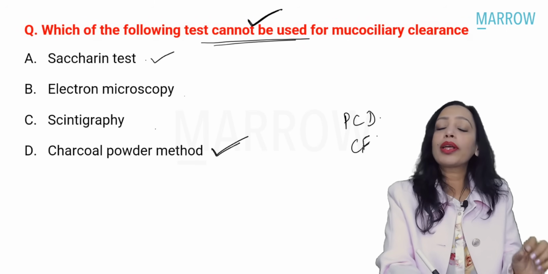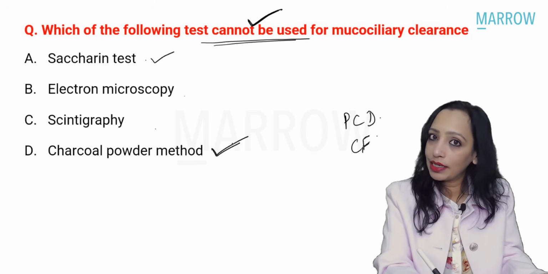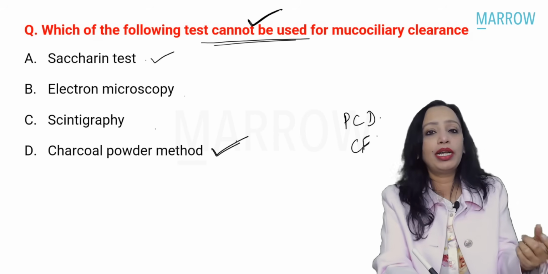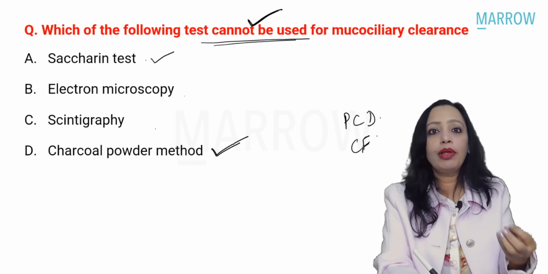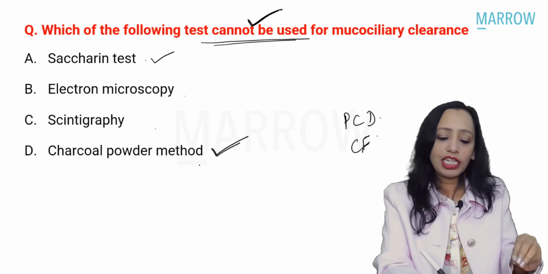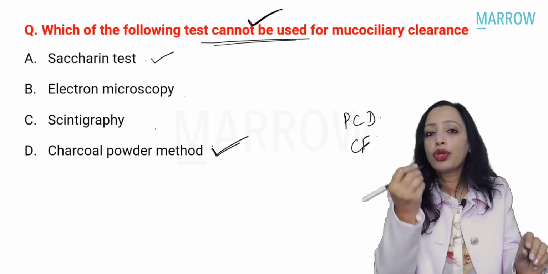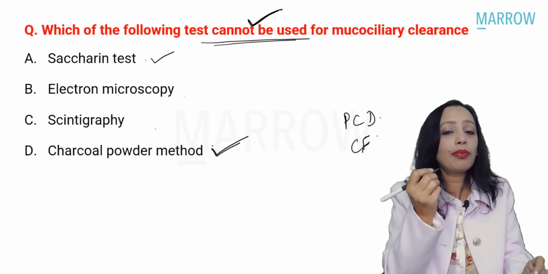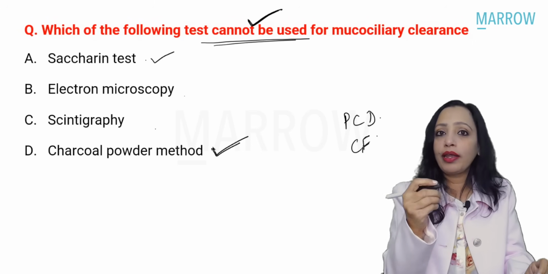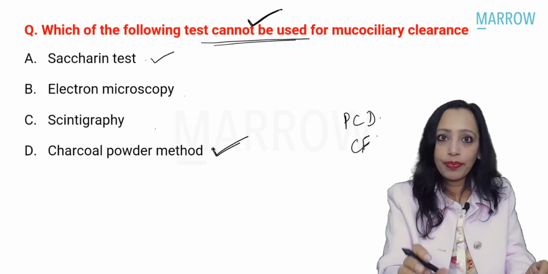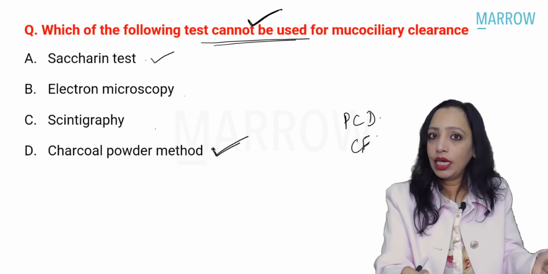Yes, charcoal powder can be mixed either in the saccharine, or it can be done just separately. We know it is very readily available. We know it is black in color. So this will become a total objective test. You will have to put the charcoal on the inferior turbinate and keep visualizing the oropharynx after a little time to see the black color appearing in the oropharynx.